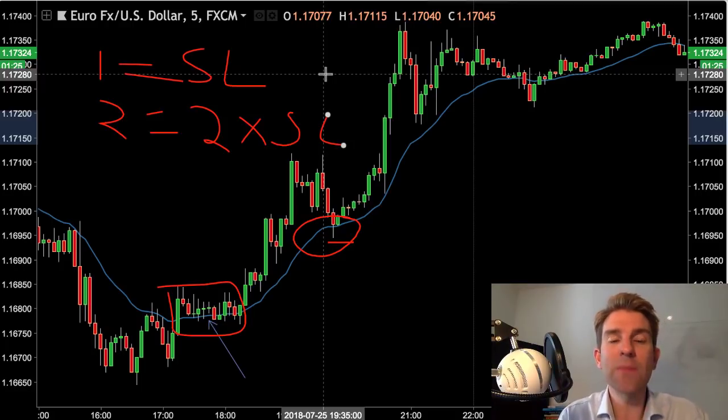You will get stopped out, but the idea on this trade is obviously you're going to make more on the ones that work than the ones you don't.